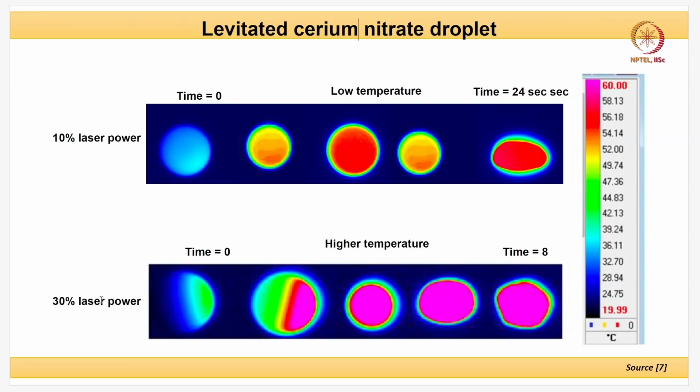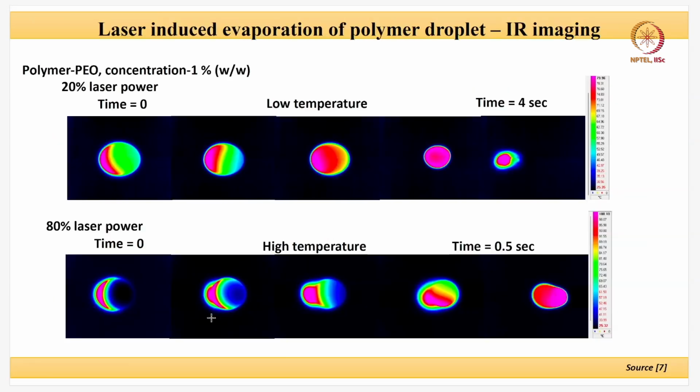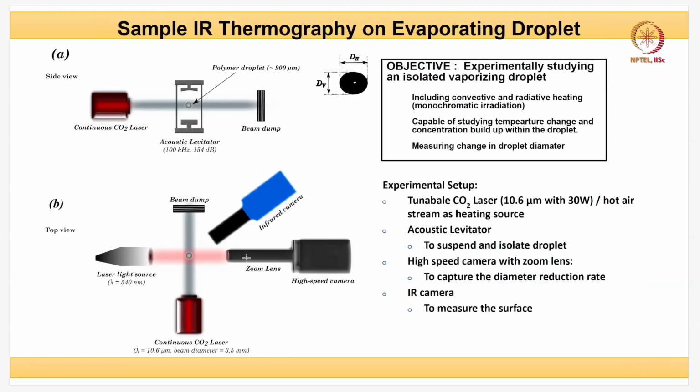If you go to a slightly higher laser power, now you see a little bit of asymmetry, because remember, this is asymmetric heating. This side of the droplet, because it's a radiative energy source, as we said, part of it is absorbed. If you consider a droplet, it's like an onion. The outer layers absorb the radiation as it moves in.